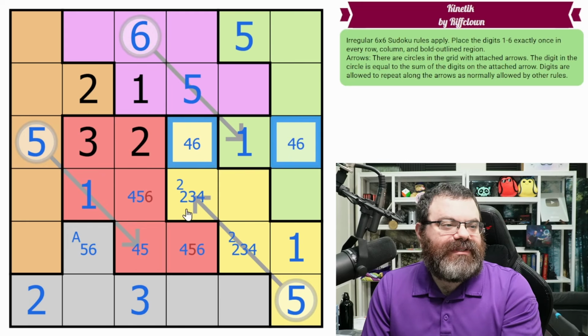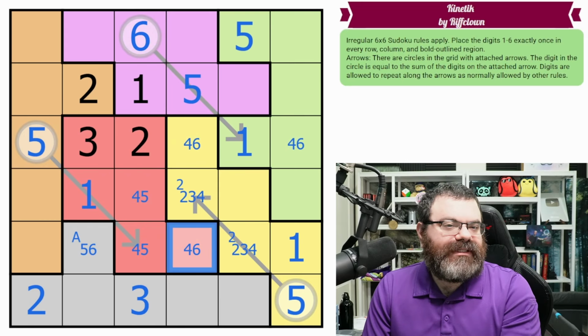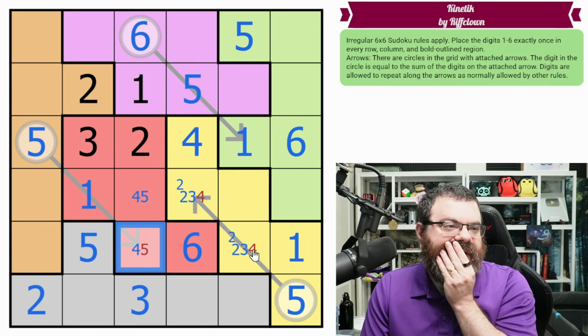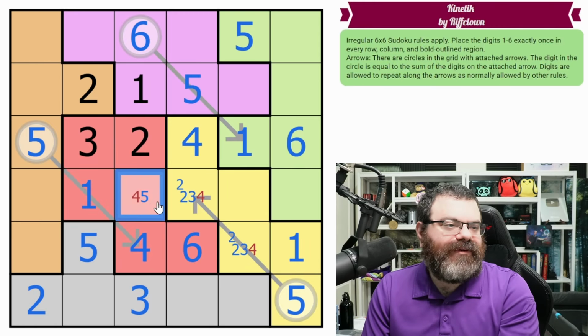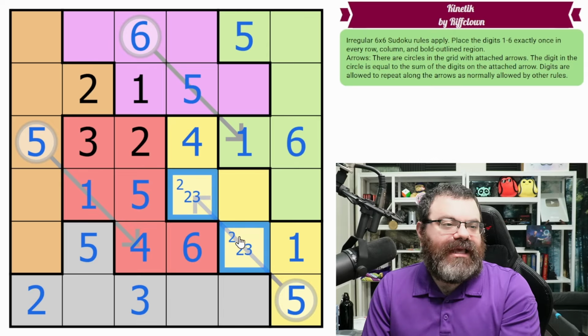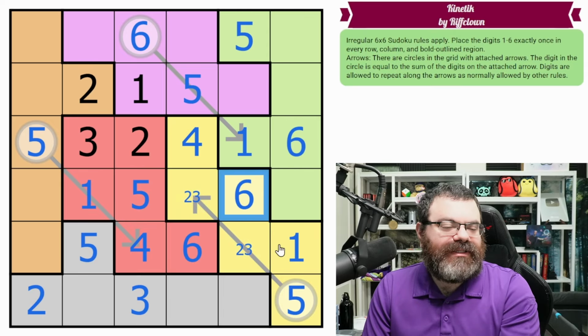These are not 5s. Clear these out. This is the only place for 6 in this red region. Oh yeah, A is 5. I missed an A. That's 4 and 6. That makes this a... What happened here? The 5 gives us the 4 and the 5. These aren't 4. Yeah, 2 plus 3 is 5. That worked out. This is a 6. All right, I think we're just plonking now.